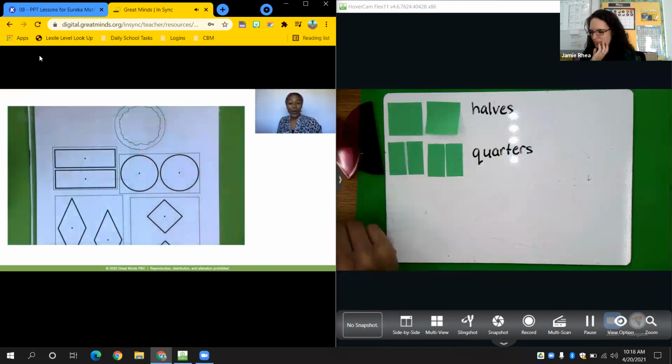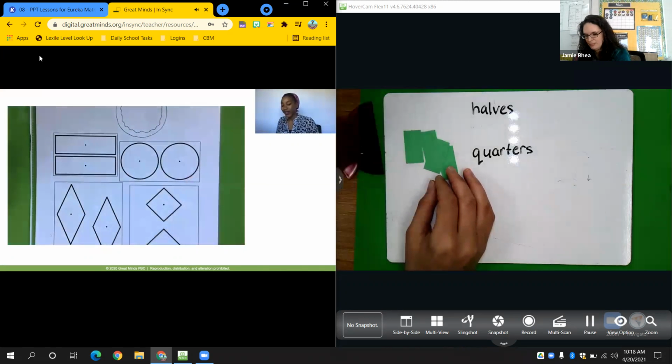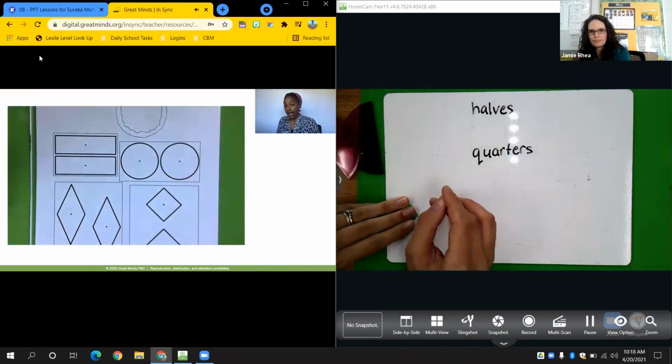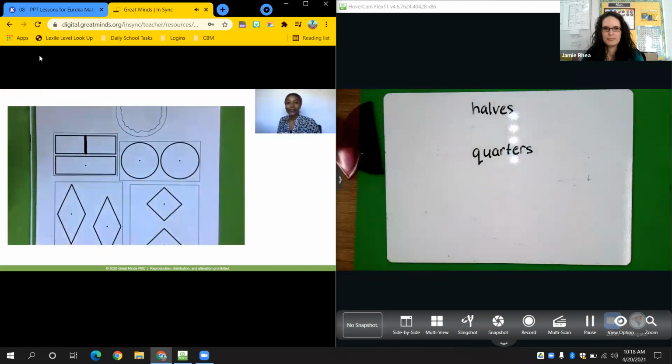Go ahead and grab your whiteboard again. On your whiteboard, you have pairs of shapes. On the first one, I want you to draw a line to show half, and color it in.